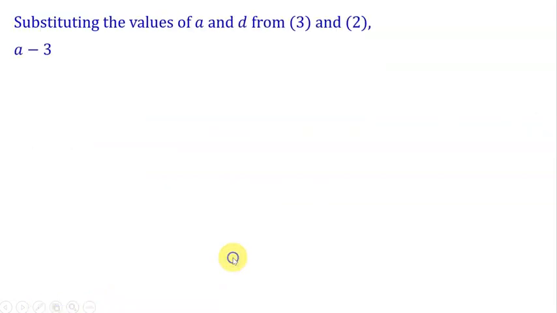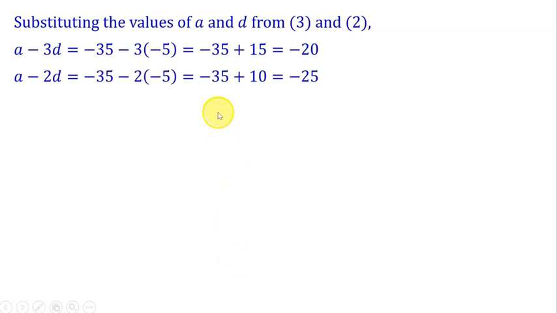Okay. Substituting the values of a and d from 3 and 2, you will get the values. a minus 3d: the value of a is minus 35, d is minus 5. Minus minus will become plus, minus 35 plus 15, you will get minus 20. a minus 2d: a is minus 35, minus 2 times d, the value of d is minus 5. This minus and minus will become plus again. Minus 35 plus 10 is minus 25. Then a minus d.